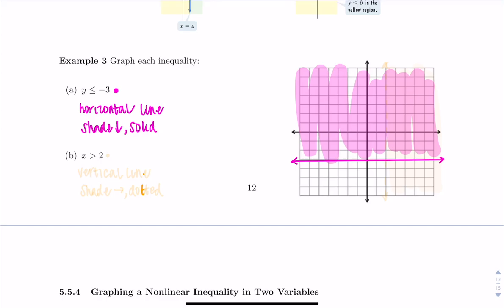And let's go ahead and do the second one in orange. This is a vertical line. We will shade to the right because it's greater than, and this is dotted. So we have a dotted line at x equals 2, and we will shade to the right.